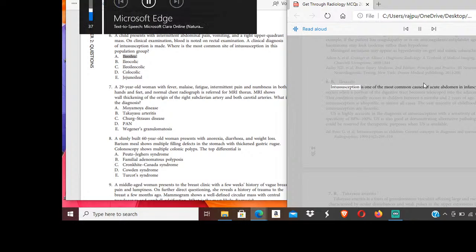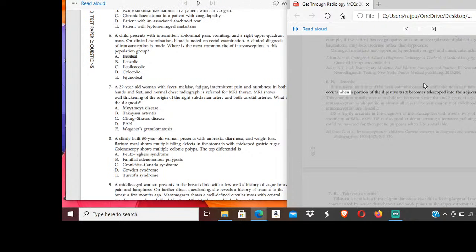6. B. Ileocolic intussusception is one of the most common causes of acute abdomen in infancy. Intussusception occurs when a portion of the digestive tract becomes telescoped into the adjacent bowel segment. This condition usually occurs in children between 6 months and 2 years of age. In this age group, intussusception is idiopathic in almost all cases. The vast majority of childhood cases of intussusception are ileocolic.